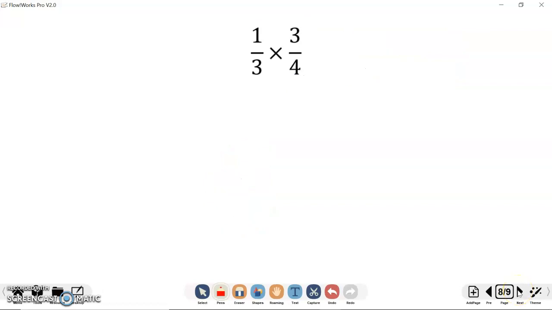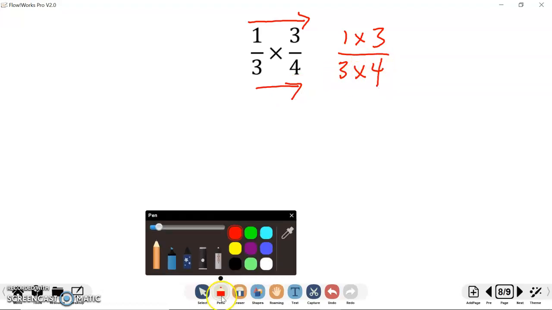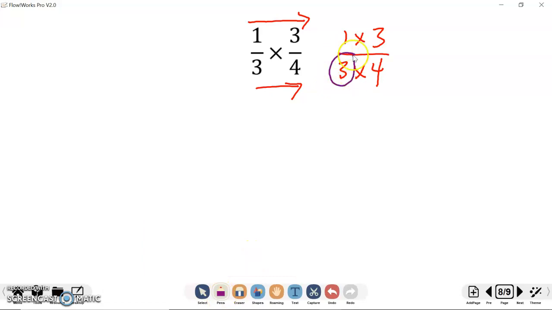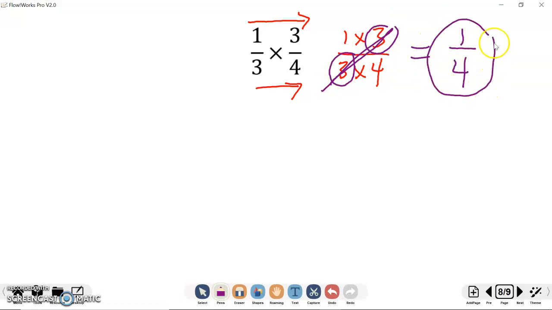1/3 times 3/4. 1/3 is 1 times 3, and 3 times 4. Once again, I'm looking at this and I know I have a 3 on the bottom and a 3 on the top. So these are going to cross each other out, and I'm just going to be left with 1/4. So my simplified version would be 1/4.